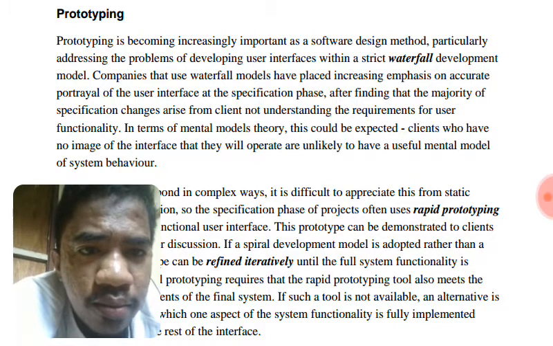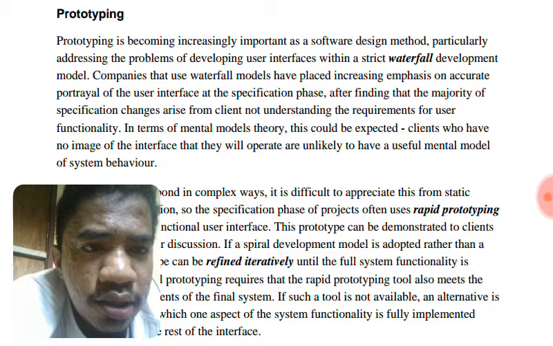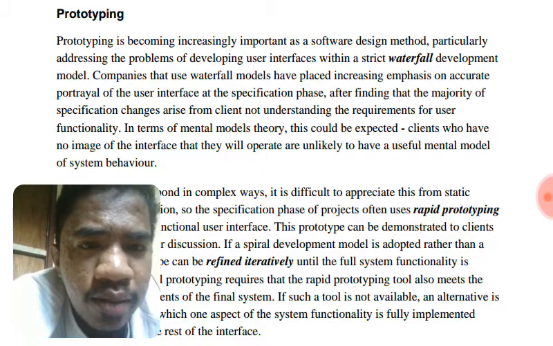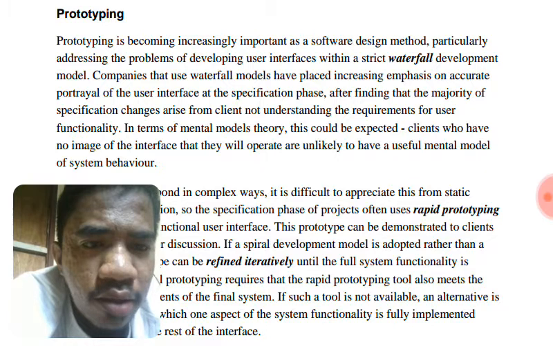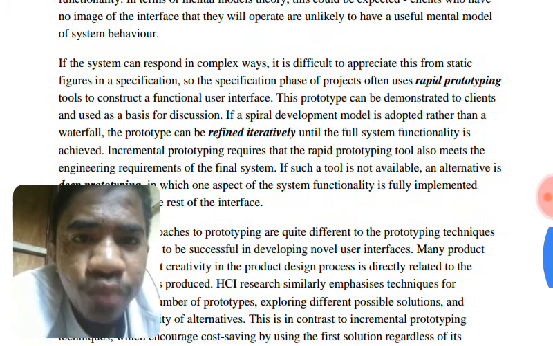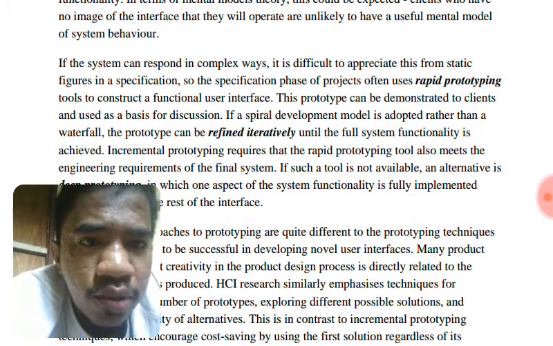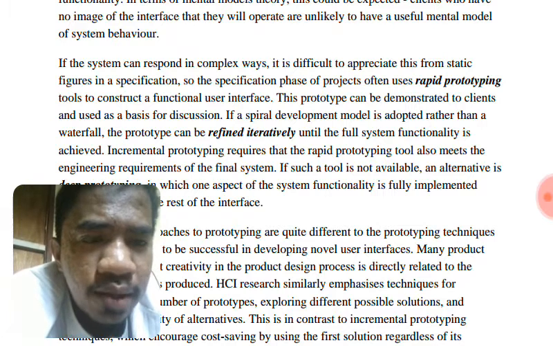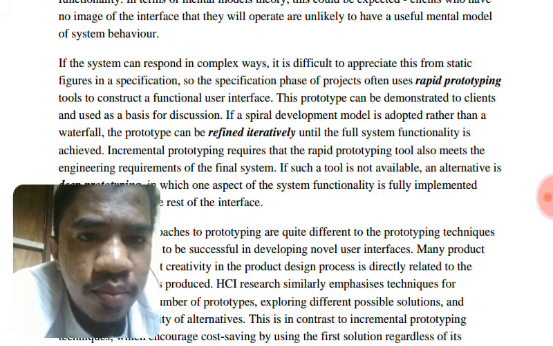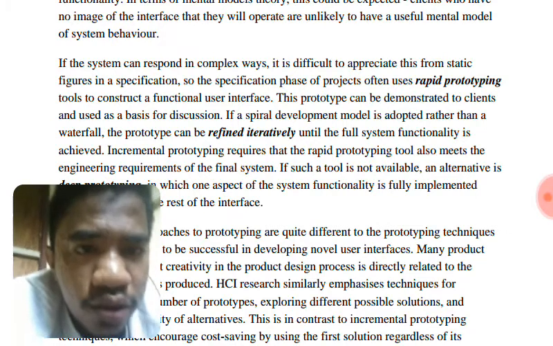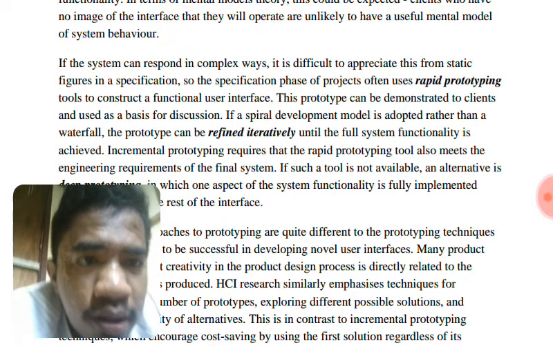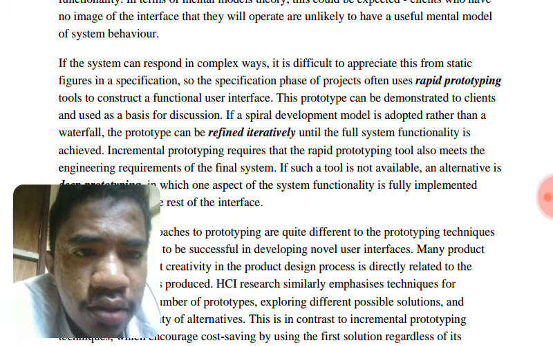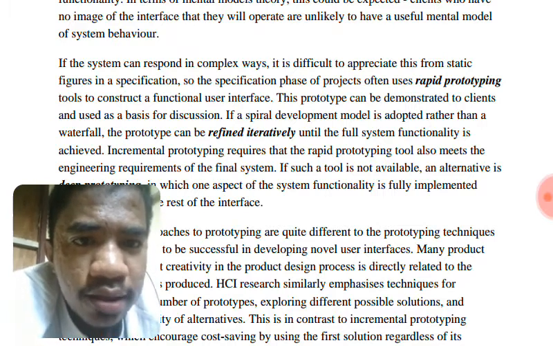In terms of mental model theory, this could be expected. Clients who have no image of the interface that they will operate are unlikely to have a useful mental model of system behavior. If the system can respond in a complex way, it is difficult to appreciate this from static figures and specifications, so the specification phase of the project often uses rapid prototyping tools to construct a functional user interface. This prototype can be demonstrated to the client and used as the basis of discussion.